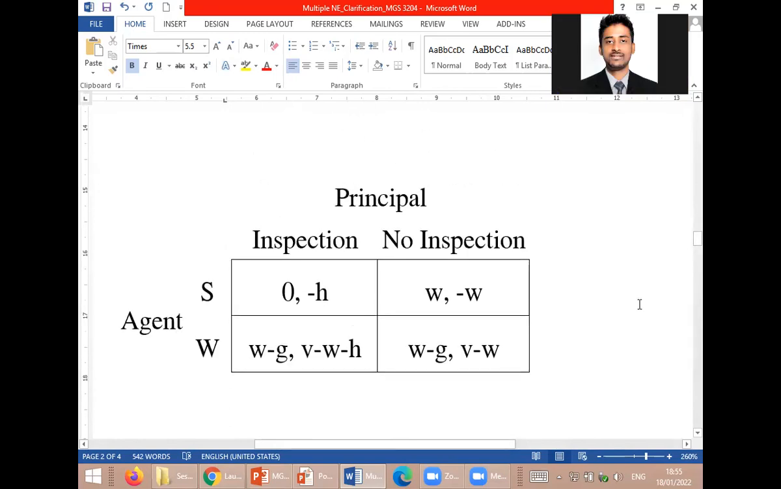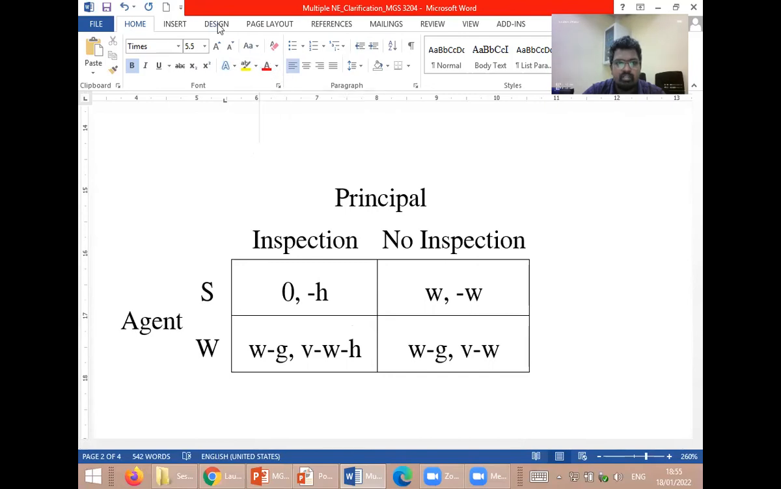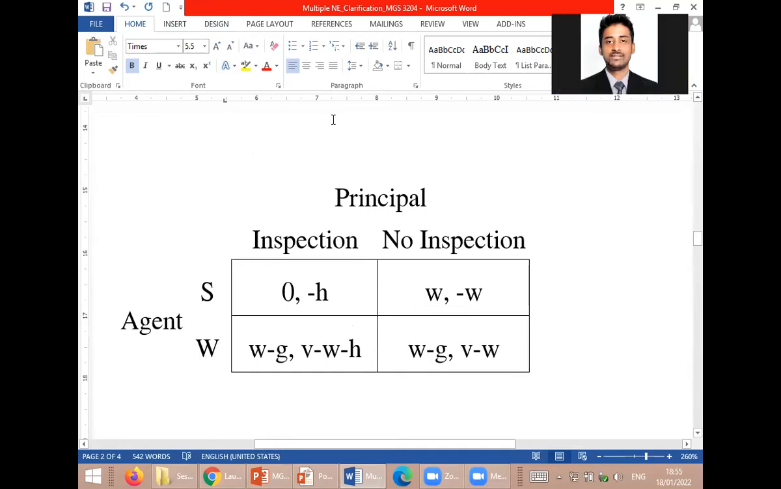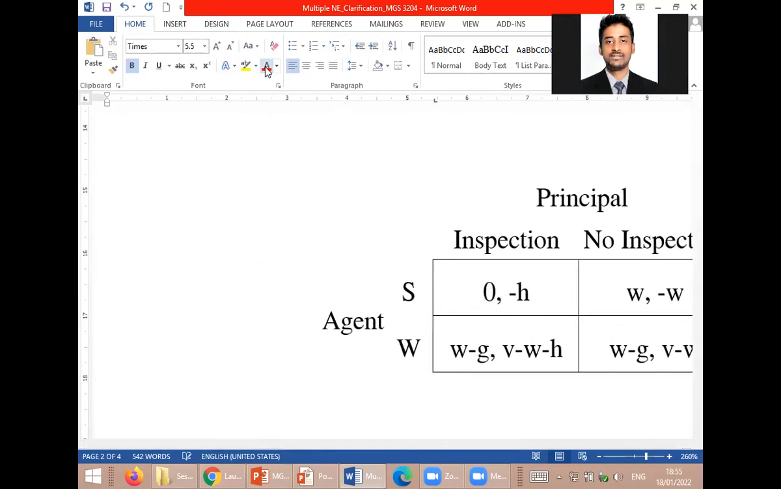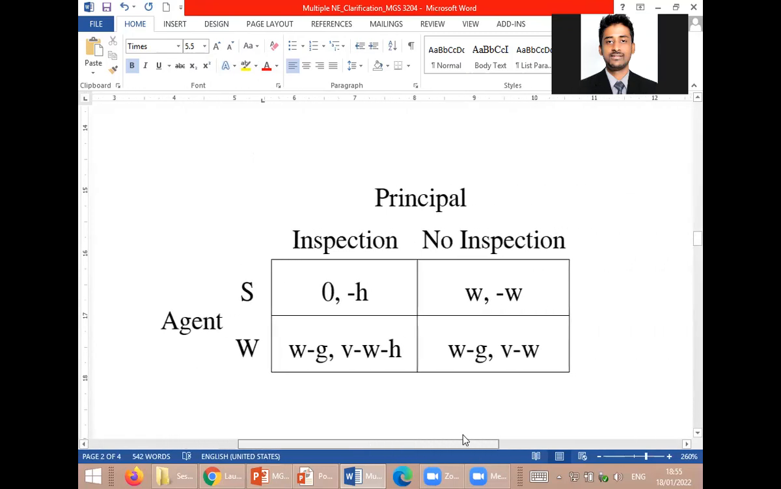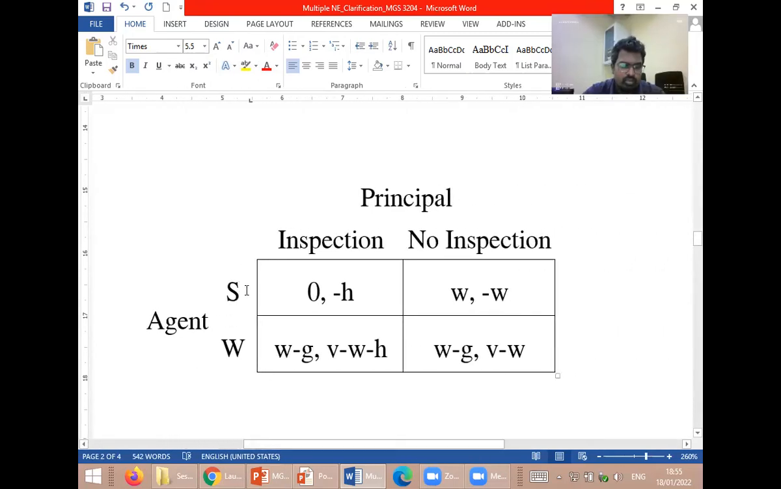So now we are going to apply the same procedure. You all know the procedure of identifying the Nash equilibrium, right? But for this, how can we do it? Can we try? Do we not have a Nash equilibrium here? Why? Let's try it out and see the best options. First for the agent, if the principal inspects, what's the best strategy?